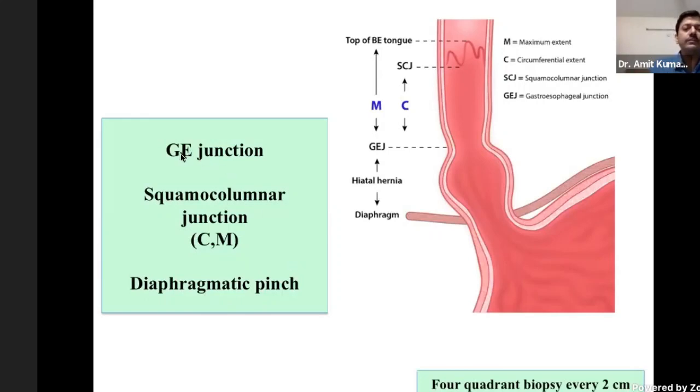pinch, okay? So the GE junction is essentially the upper end of the gastric fold. So these are the gastric folds. The upper end of the fold is where the GE junction lies. Okay. The squamocolumnar junction is where the stratified squamous and columnar epithelium meet. Okay. Now if the squamocolumnar junction is at more than 1 centimeter distance from the GE junction, then you suspect Barrett's.